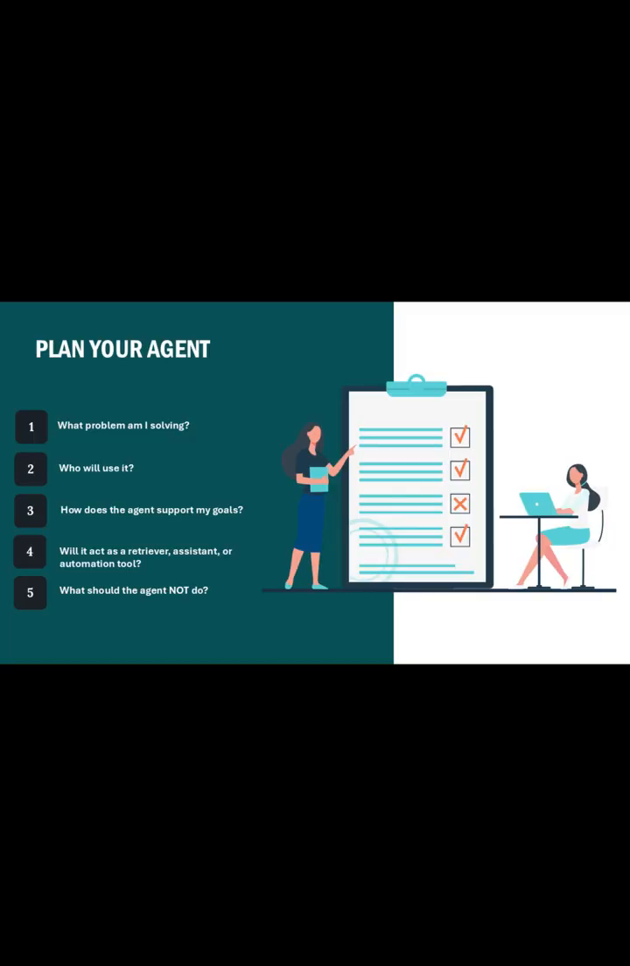Start by planning your agent. Define the problem you are solving. Identify who will use it. Clarify how it supports your goals. Decide whether it retrieves information, assists users, or automates tasks. And clearly define what the agent should not do. Start small with one process and one clear outcome.